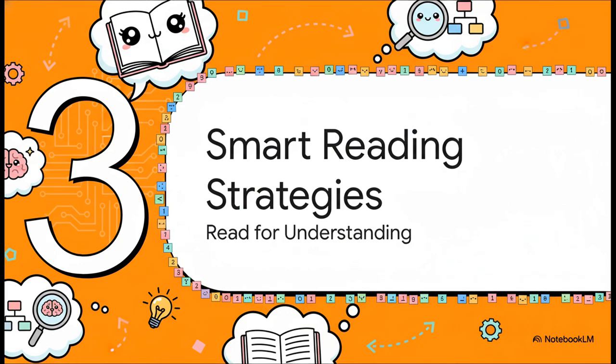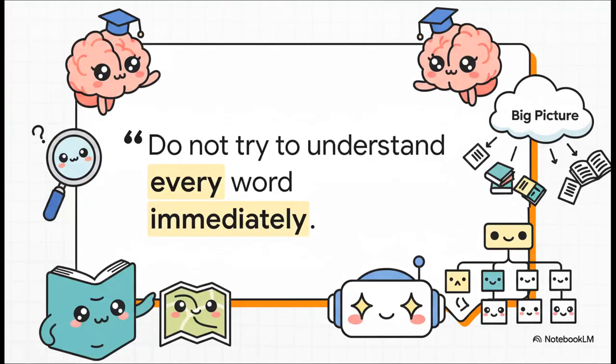All right, so we've got our map. Now we need to talk about how to actually navigate the terrain, right? How do you read for real understanding instead of just letting the words kind of wash over you? This might be the single most important piece of advice I can give you. Seriously, your first read-through is not about understanding every single word. Think of it like this. You're just skimming. You're trying to get the big picture, the main ideas. You can always circle back for the nitty-gritty details later on.